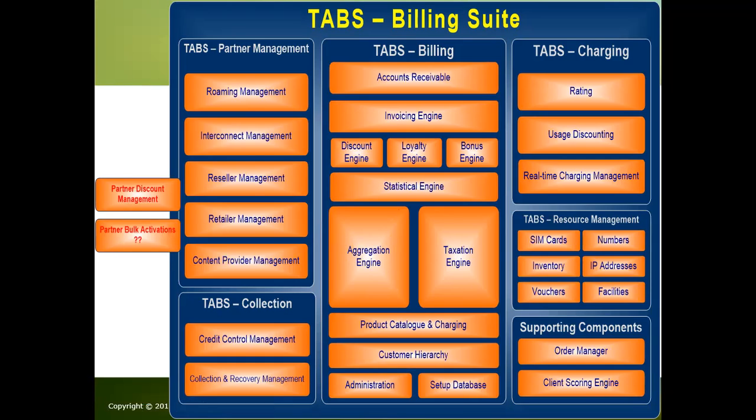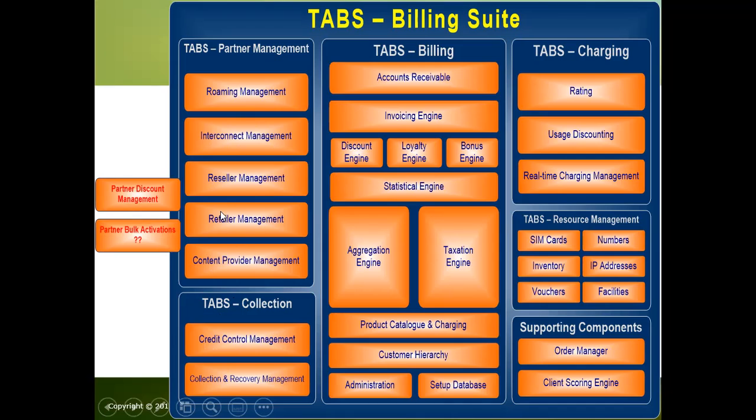and I guess from their names it's probably pretty clear what they mean. If there is taxation, there is a taxation calculation for it, a product catalog and charging for the products that are available, customer hierarchies, administration, if you have it set up for the database for their billing and something like that. And the list goes on. The roaming, the partner management, the roaming management, the interconnect management, the reseller management, the retailer management, the content provider management, and then you have the credit control management.